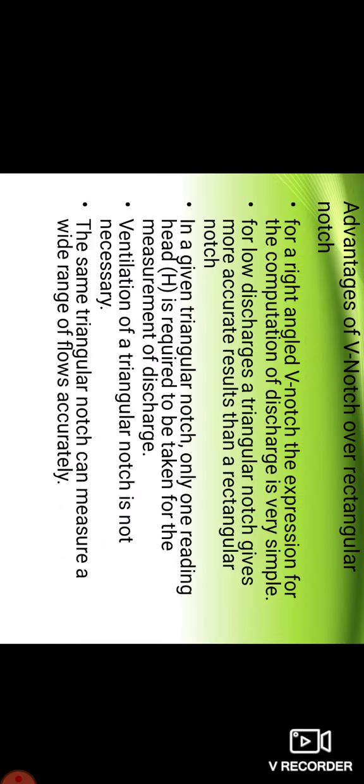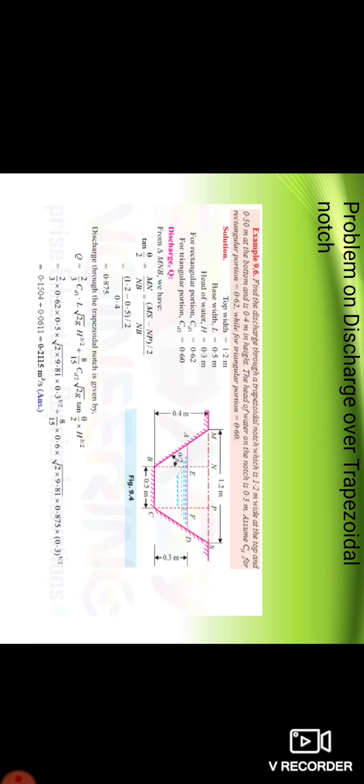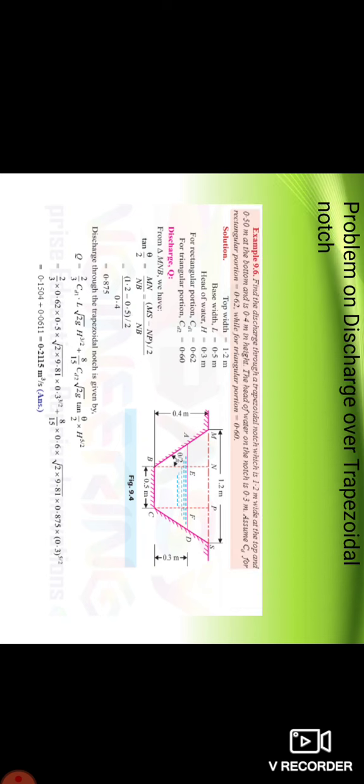If theta is given directly, if it is 90 degrees or whatever, then you need not calculate the tan of theta by 2. If it is not given, then you have to calculate the tan of theta by 2, that is 0.875. After this calculation, just substitute and find out the discharge for the trapezoidal notch. I think it's clear. For the triangular notch, rectangular notch, and trapezoidal notch, we have derived all three expressions, as well as solved all three problems.